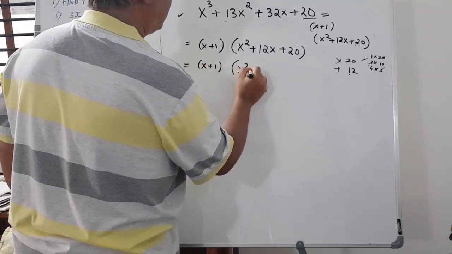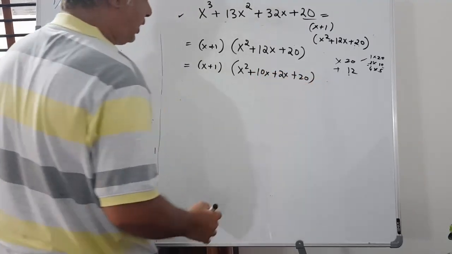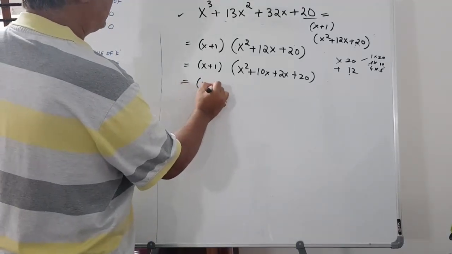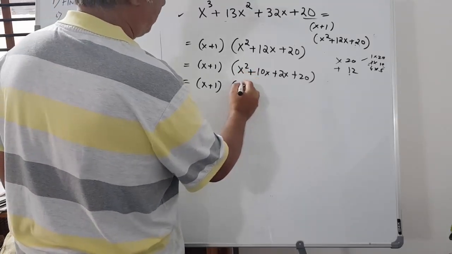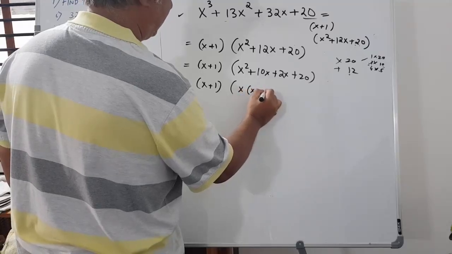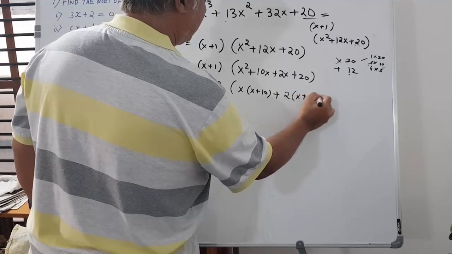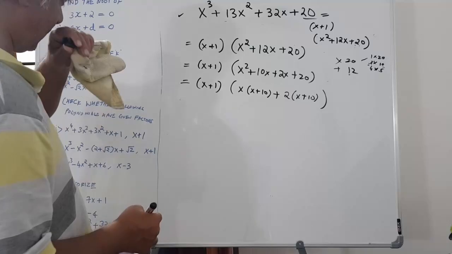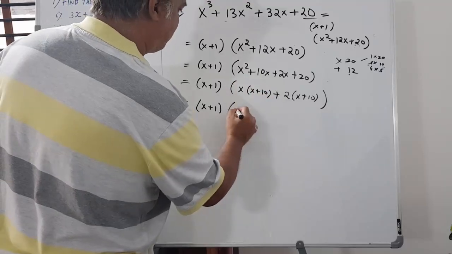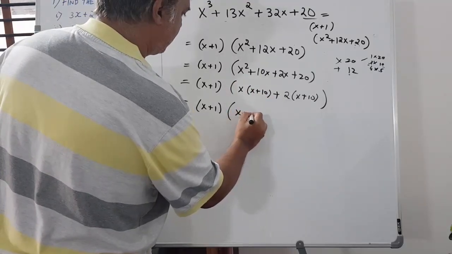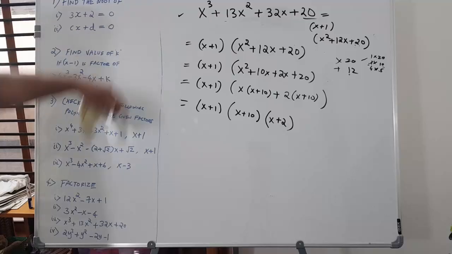Okay, so x squared plus 10x plus 2x plus 20. So that is equal to x plus 1 into, so x squared plus 10x, you can take out x common, right? x into x plus 10 plus, here you can take out 2 common, 2 into x plus 10, and close the bracket like this. Okay, this can be further simplified into, so x plus 10 can be taken out common and what remains is x plus 2. Okay, so this is how we have simplified it.